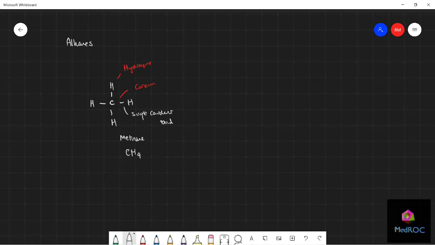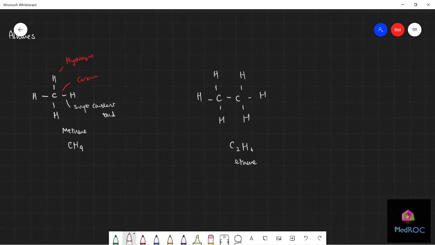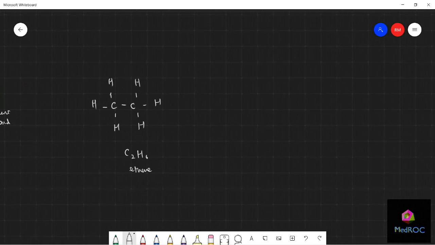Now, if I were to draw an alkane with 2 carbons, we can see that we have an additional 2 hydrogens here. So obviously we have our new formula, C2H6, and this is called ethane. So what I'm going to do is label up the first 4 successive alkanes of their homologous series. So here we have 1, 2, 3, which is propane.